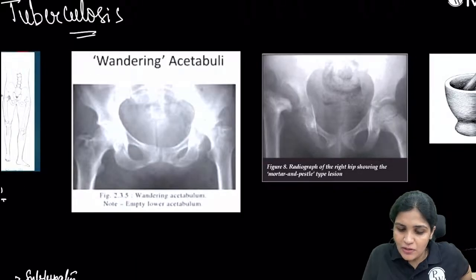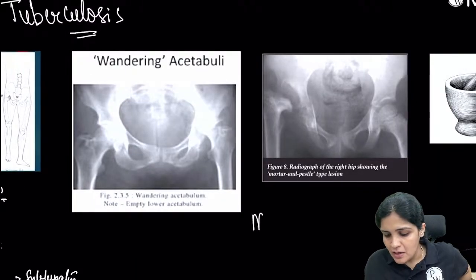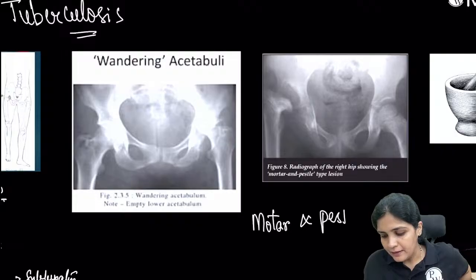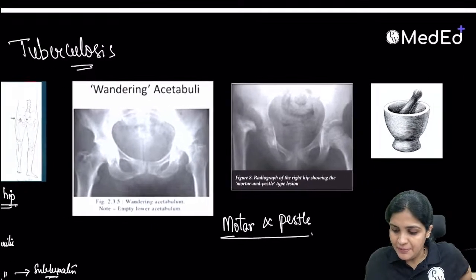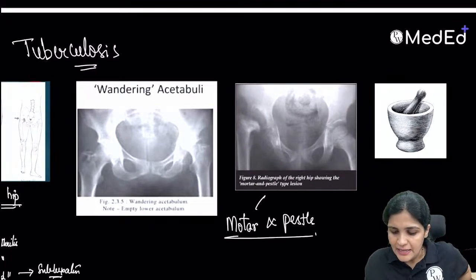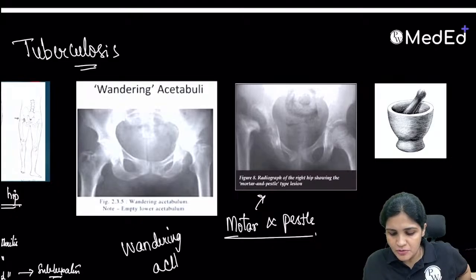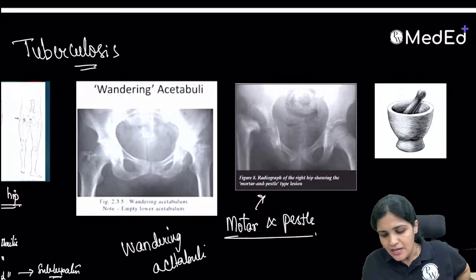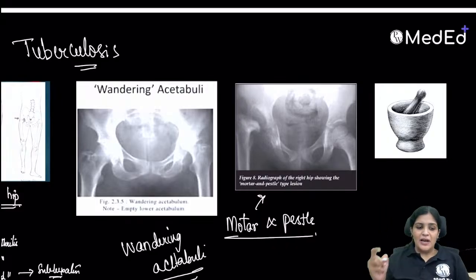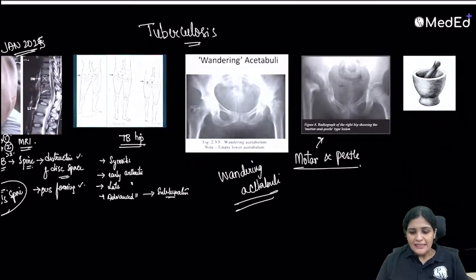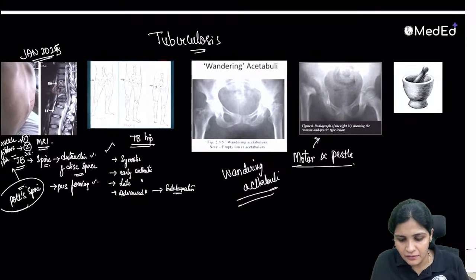And what is the next one you have to remember? There are 2 things. Mortar and pestle appearance. So this is your mortar and pestle appearance. And the second one is your wandering acetabulum. These are the 2 important things which you have to remember in case of your TB hip. One is wandering acetabulum, second one is mortar and pestle appearance. And these are the stages in case of your TB hip.